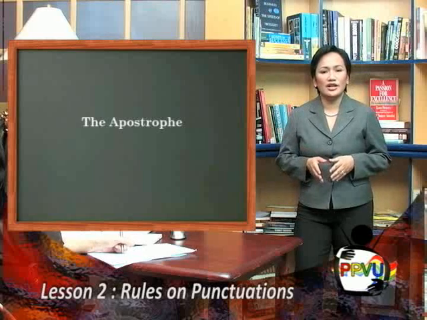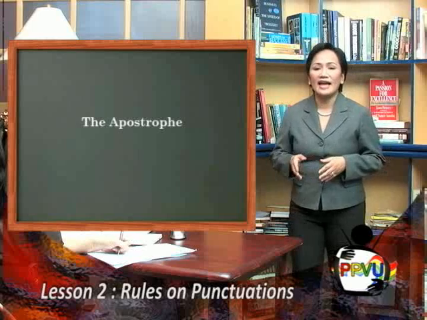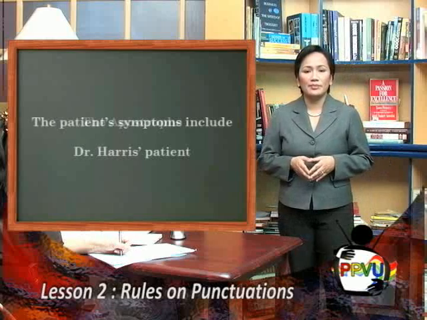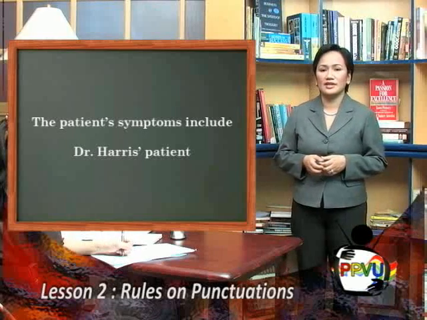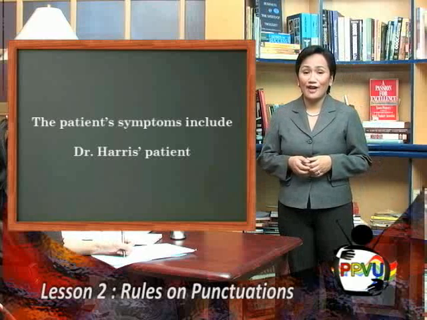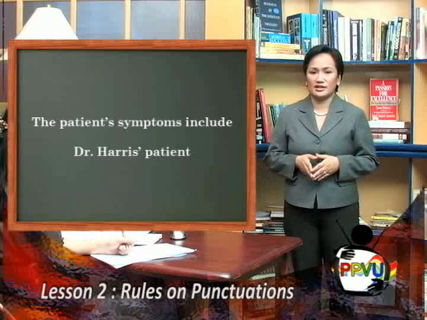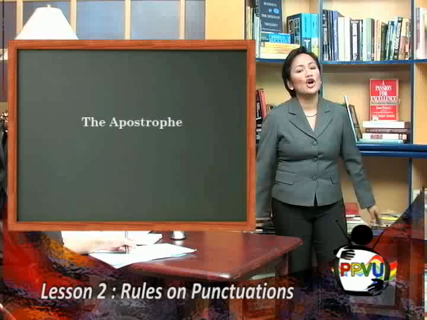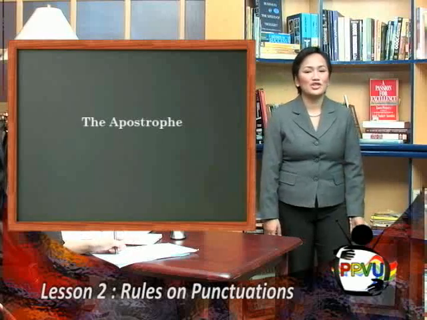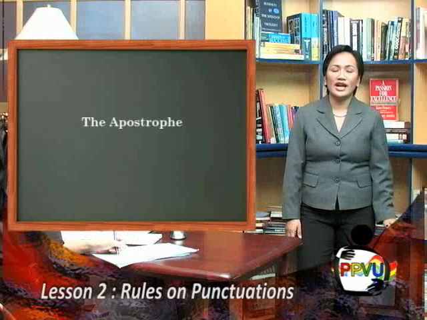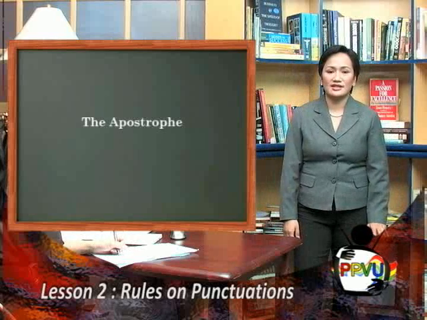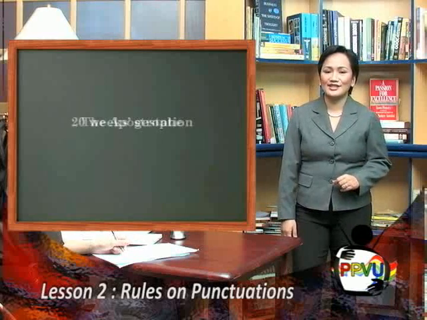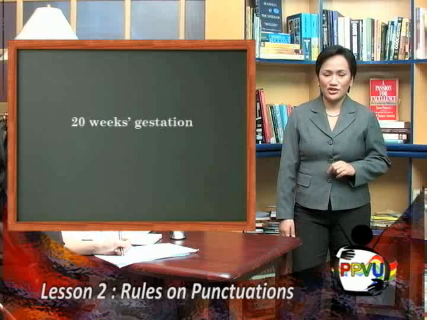To show possession, we add the apostrophe, then add an S to the word showing possession. Example would be the patient apostrophe S symptoms include Dr. Harris apostrophe patient. Next, an apostrophe is also used in the expression of time and measurements. So, when we hear a dictation that says the patient is on her 20 weeks gestation, we transcribe it correctly as 20 weeks' gestation.